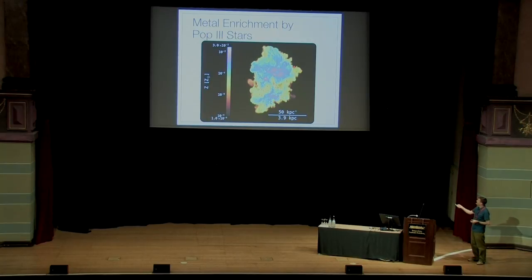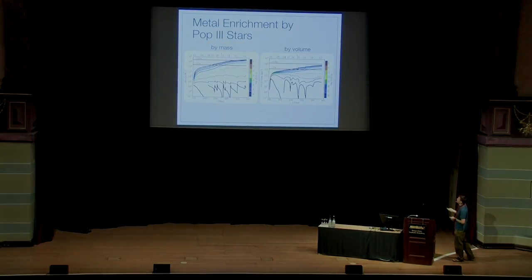This is the metallicity here. You can see it's very not uniform. If we want to look very quickly at how these POP3 stars enrich this gas, here are plots of the amount of mass and volume enriched to some minimum metallicity as a function of time and redshift. Up here we have 10 to the minus 6, minus 5, minus 4, and in the green is minus 3.